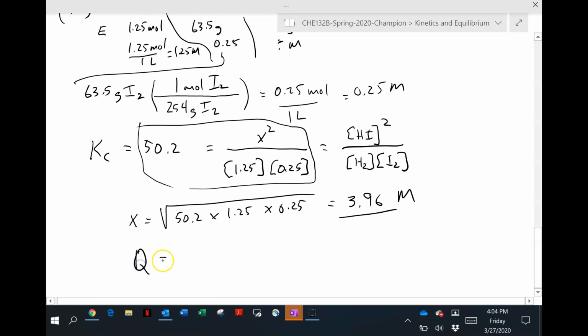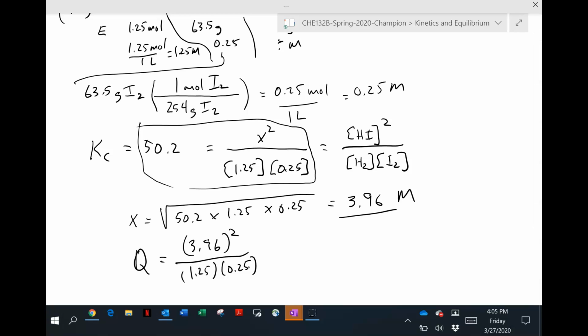What's Q if I say 3.96 squared over 1.25 times 0.25? So I'm going to square that, divide it by 1.25, divided by 0.25. All right, what number should I get? I should get pretty much the K value, and that's what I get, 50.2, which is equal to Kc. So that's my check. My calculation looks okay.